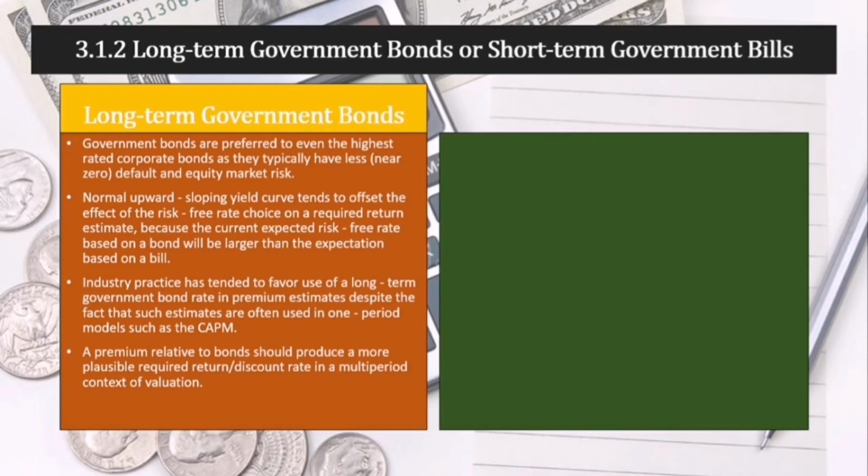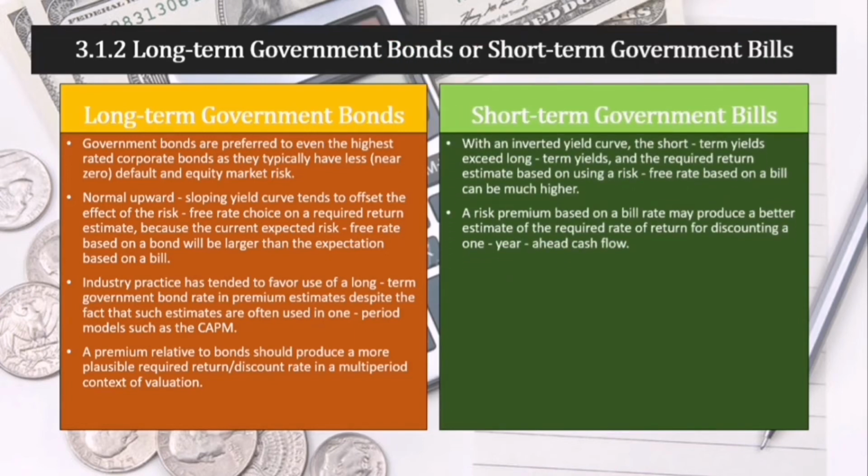Industry practice has tended to favor use of a long-term government bond rate in premium estimates despite the fact that such estimates are often used in one-period models such as the CAPM. A premium relative to bonds should produce a more plausible required return or discount rate in a multi-period context of valuation. Next will be short-term government bills.